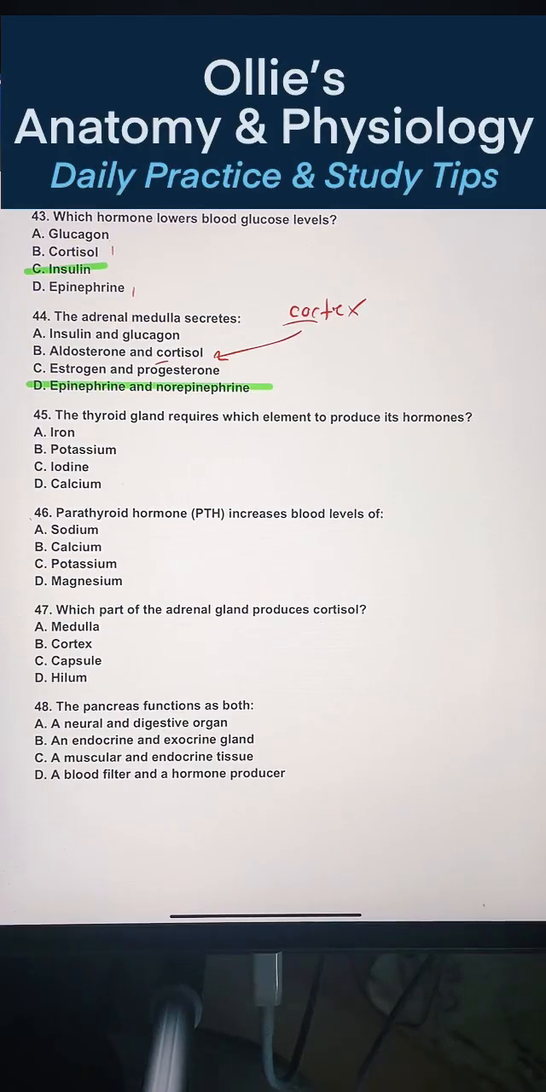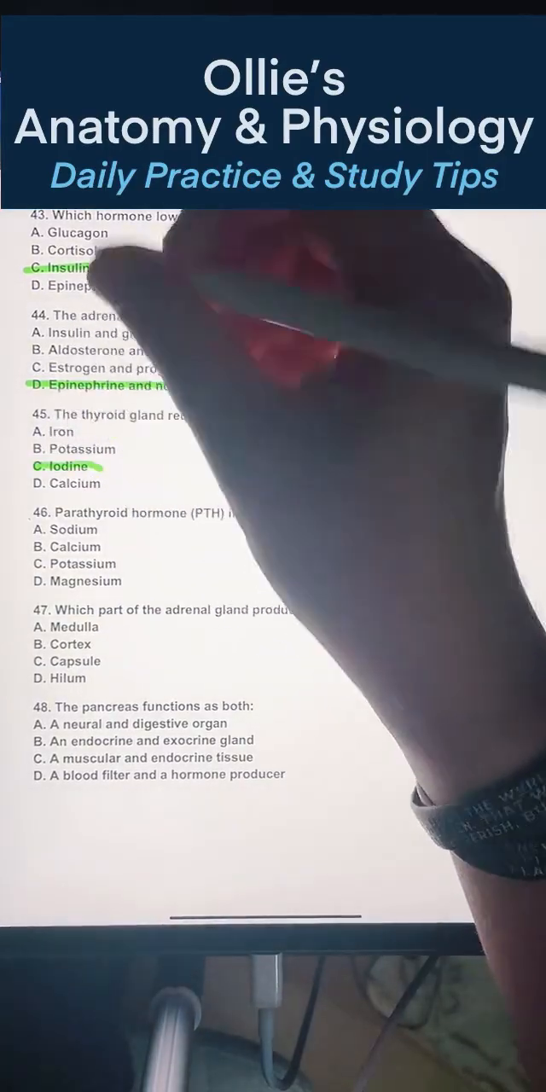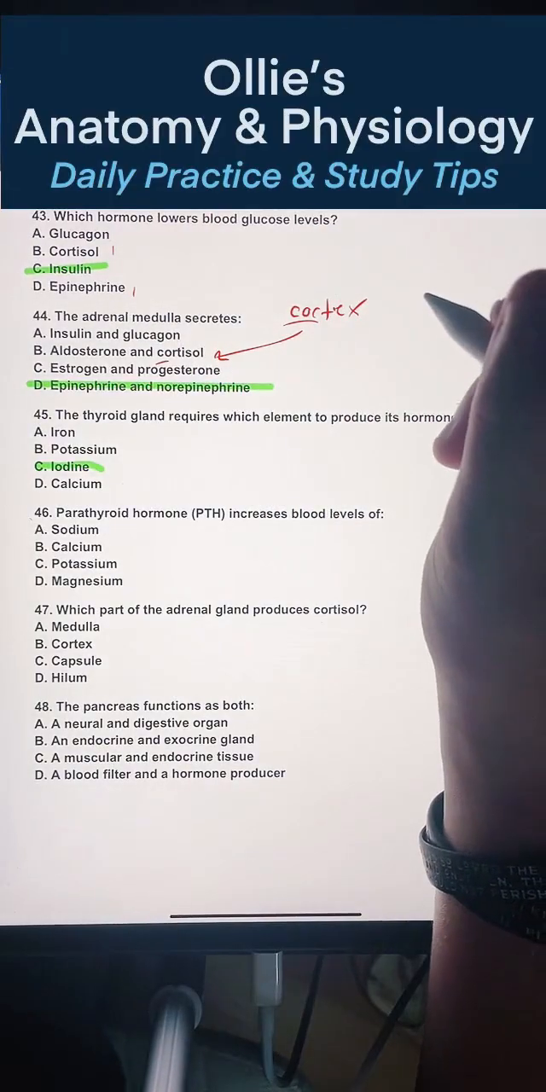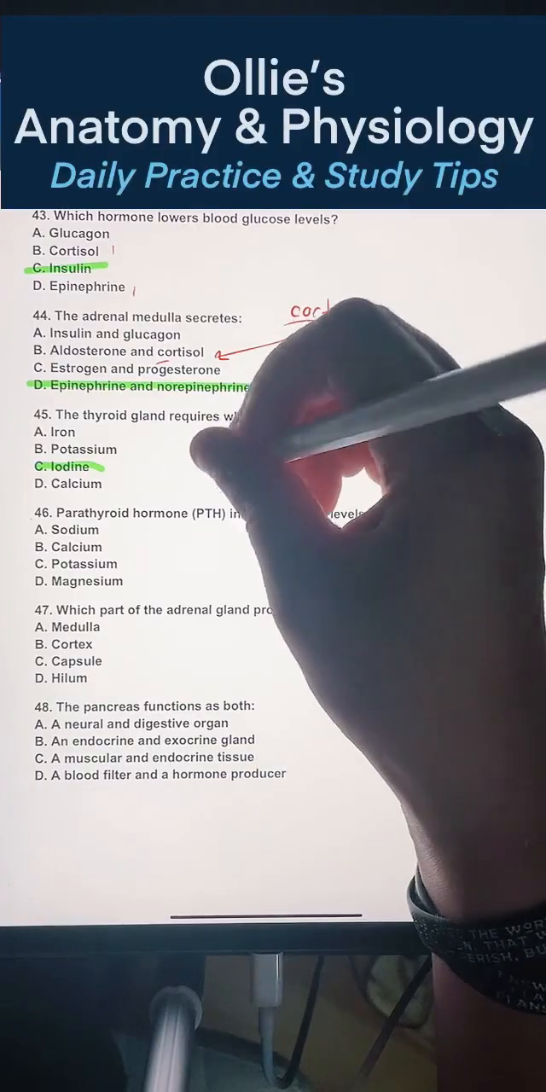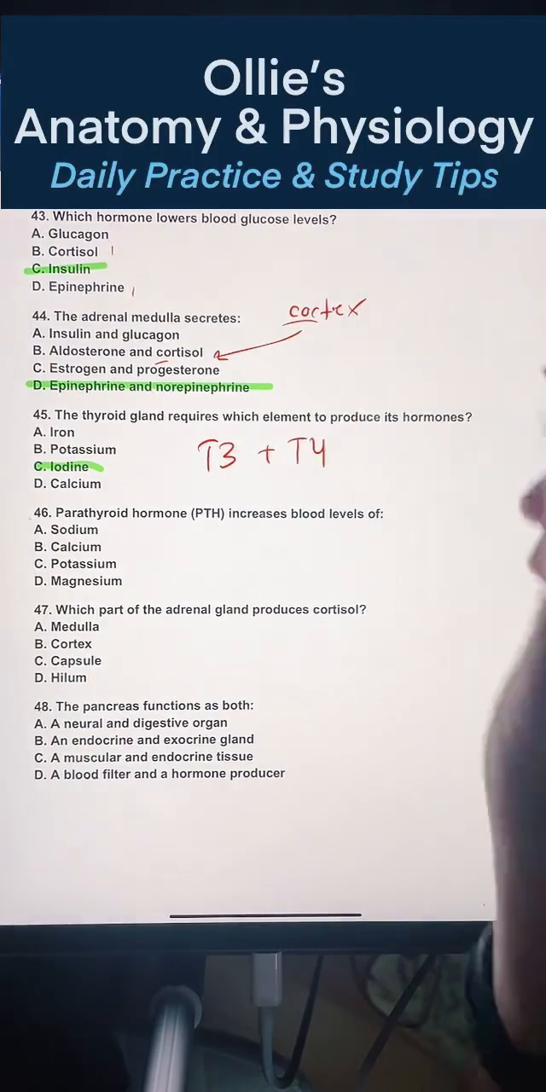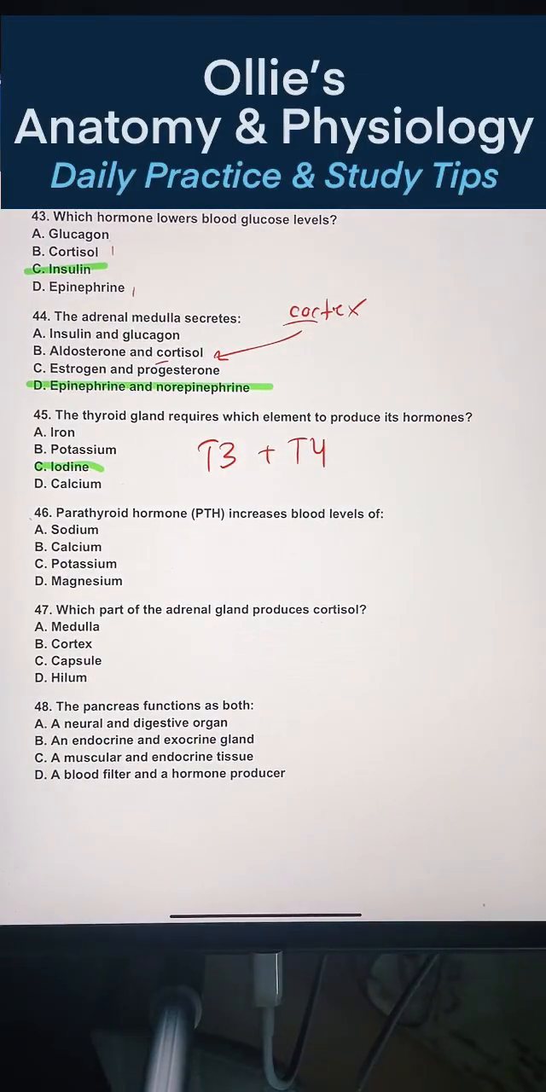Perfect. It is iodine. Yes, the answer choice is C to that one. Iodine is going to be responsible so that we can produce T3 and T4 to help regulate our metabolism. I think someone mentioned earlier in the comments is why you ingest iodine, so that we don't get a goiter.